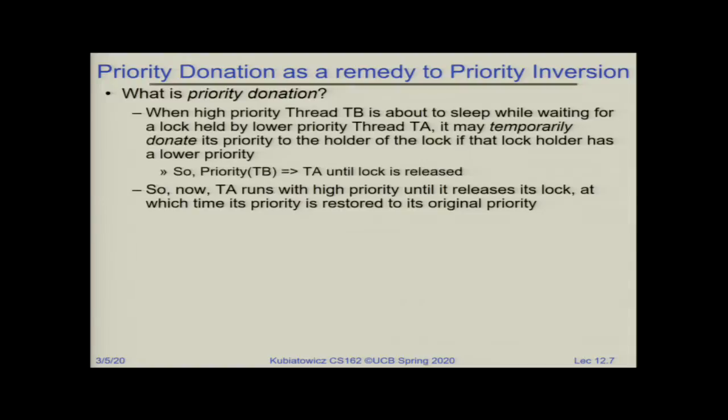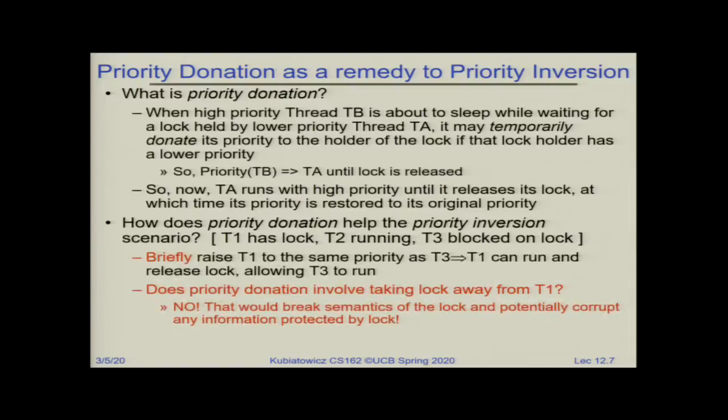Okay? Now, does this fix our problem? Yes. Why? Because, remember, T1 has the lock, T2 is running, T3 is blocked. Briefly, what happens is because T3 goes to sleep, T1 gets raised to the priority of T3, and then it releases the lock, and then T3 gets to run. Does the priority donation take the lock away from T1? No. If we take a lock away, that's called preemption, and we know that's bad, right? Because that'll break whatever semantics you thought you were getting with the lock. All right? So, question, yes?